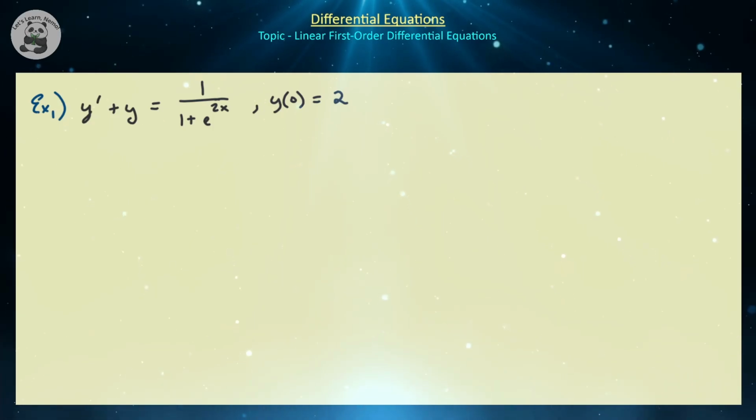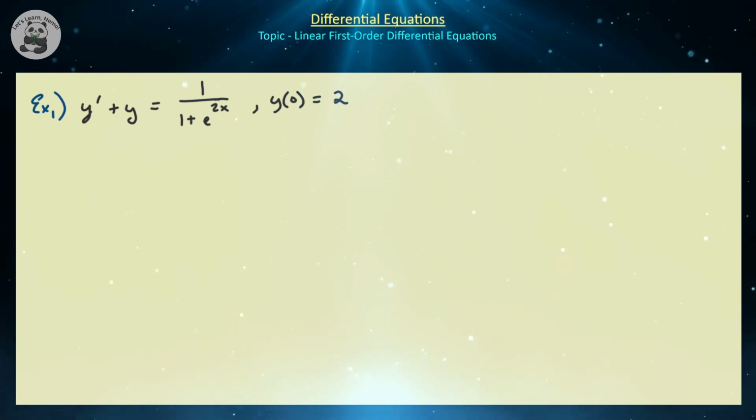Let's look at this first example to get an idea of how to work through an inhomogeneous first-order linear ODE. So what we have here is y prime plus y is equal to 1 divided by 1 plus e to the power of 2x, with the initial condition that y of 0 must be equal to 2. All right, so how are we going to approach this?